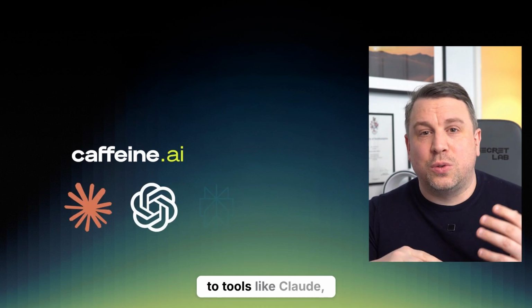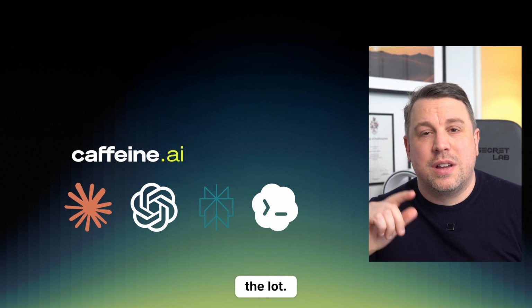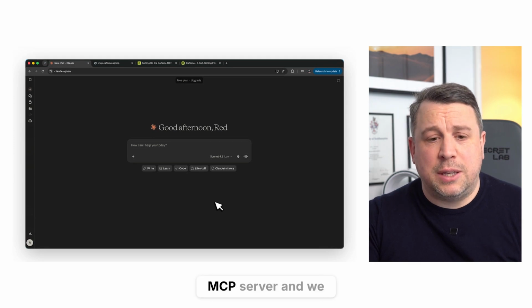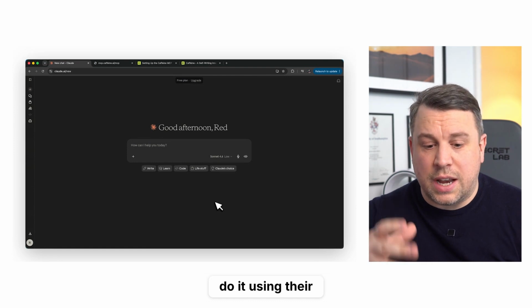Caffeine can now connect to tools like Claude, ChatGPT, Perplexity, Codex, the lot. So let me show you how you do that using Claude. What we're talking about here is an MCP server, and we need to connect that to Claude somehow. We're going to do it using a connectors tool.